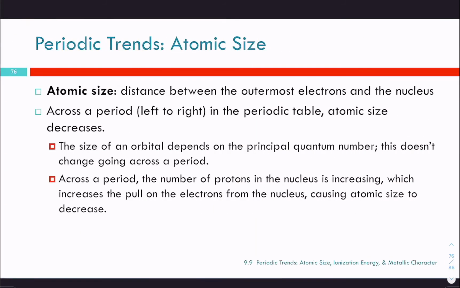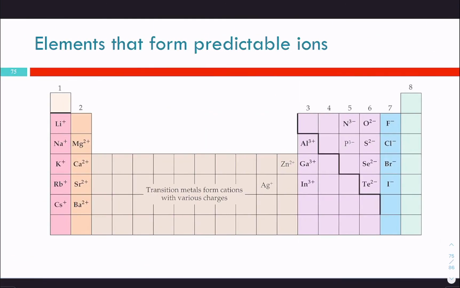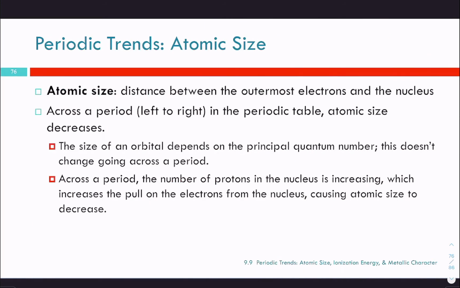Oh, then we jump into periodic size. All right, so basically we've covered, I do want to go through these, but we've talked about electrons and how they determine a lot of things. There are some other trends that are predicted by the number of electrons that we can see on the periodic table. One of them is atomic size.